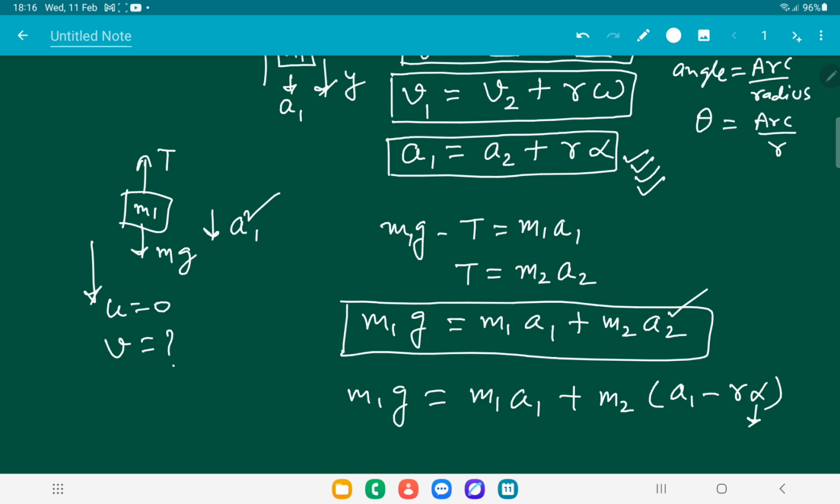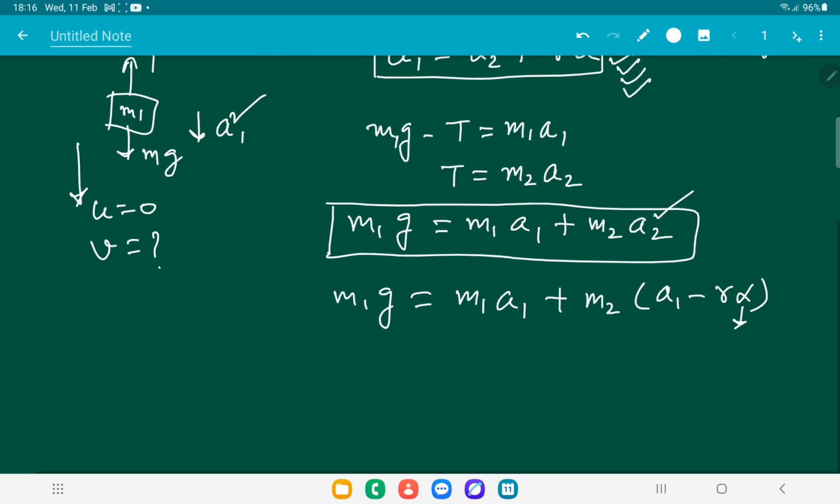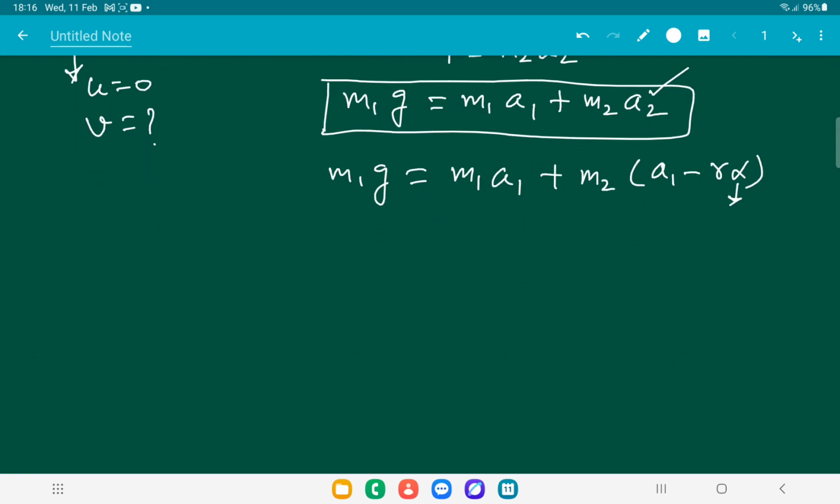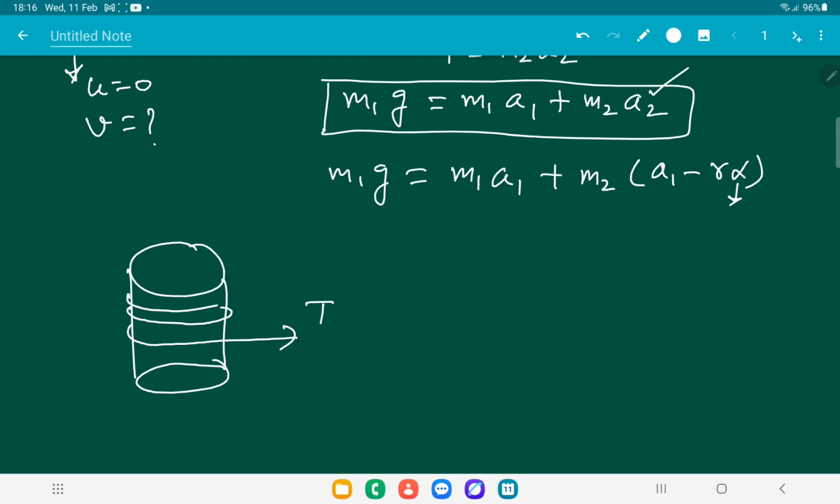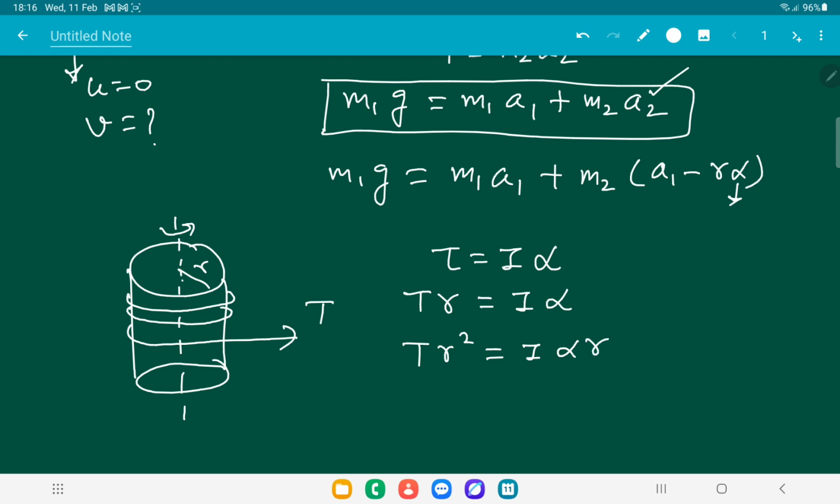So alpha is the angular acceleration of the cylinder. And the cylinder is moving in the rotational sense because the rope is having a tension which is trying to rotate this cylinder about this axis. So if I ask what is the torque, you can say torque is equal to I alpha, and torque is because of the tension into radius is equal to I alpha. Okay, so torque into r square is equal to I alpha r.